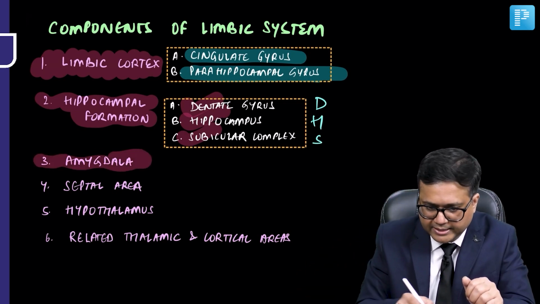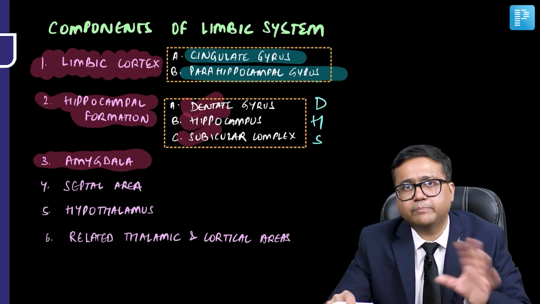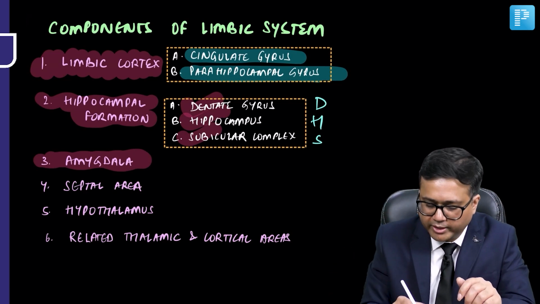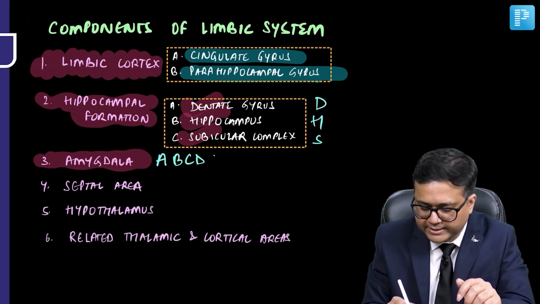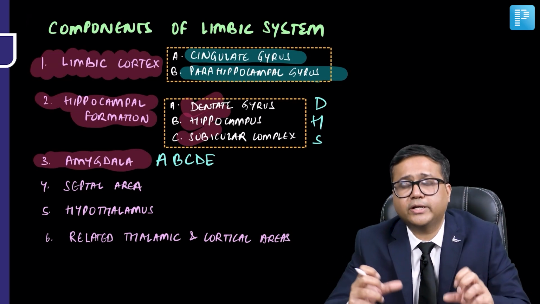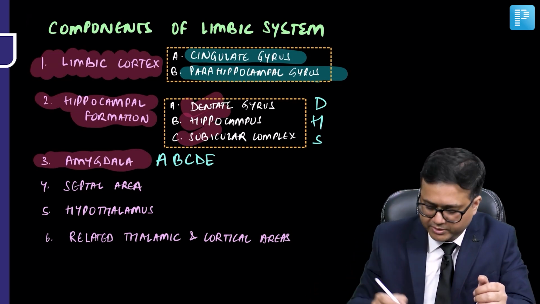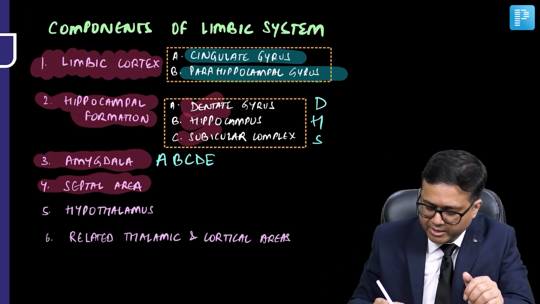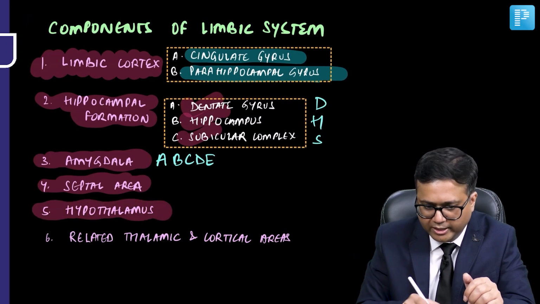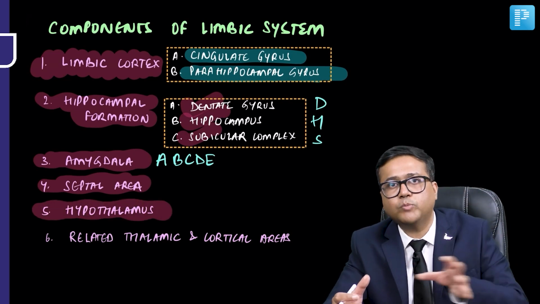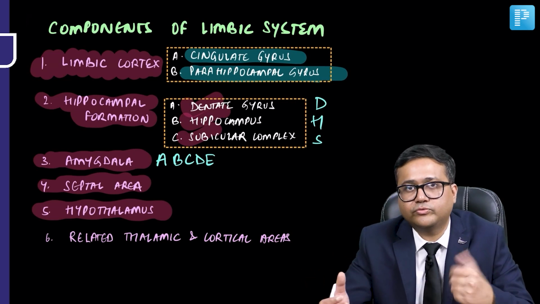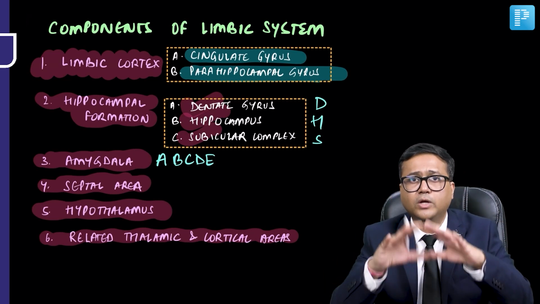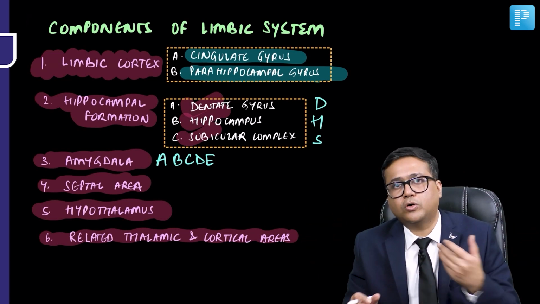Then there is the amygdala. Again, the amygdala is a part of the temporal lobe, and I'll tell you its important nuclei. The mnemonic will be A, B, C, D, E, so we'll remember all the important nuclei of the amygdala. Then next is the septal area, a small septal area. And ultimately, it is the hypothalamus, a very, very important structure, and we'll discuss all its important nuclei. And lastly, there are also other related thalamic and cortical areas. So these are the 6 important components of the limbic system.